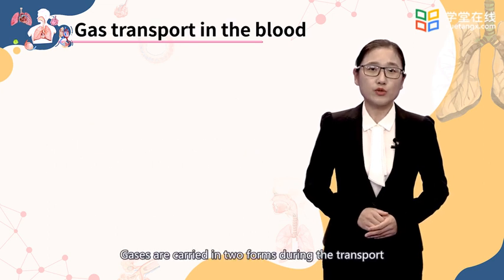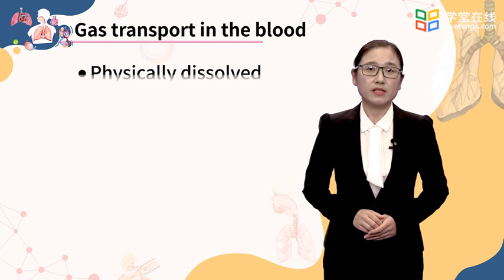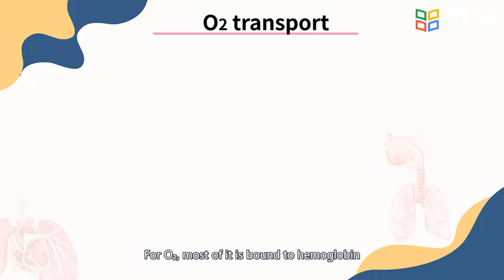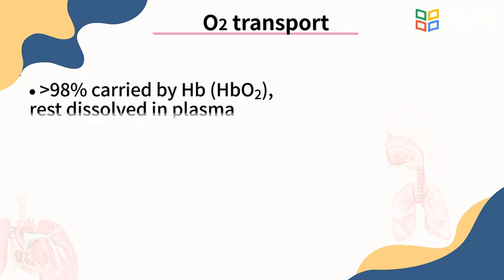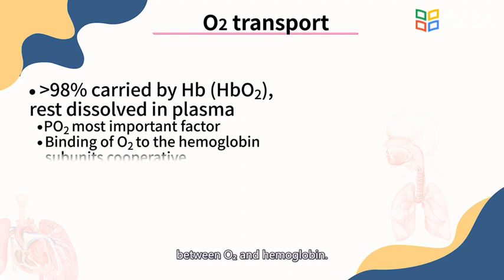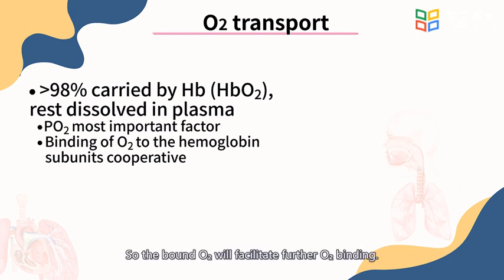Gases are carried in two forms during transport: physically dissolved and chemically bound. For O2, most of it is bound to hemoglobin, and the rest is dissolved in plasma. The pressure of O2 in the blood is the most important factor affecting the bonding between O2 and hemoglobin. Interestingly, the association of O2 with hemoglobin is a cooperative process, so the bound O2 will facilitate further O2 bonding.